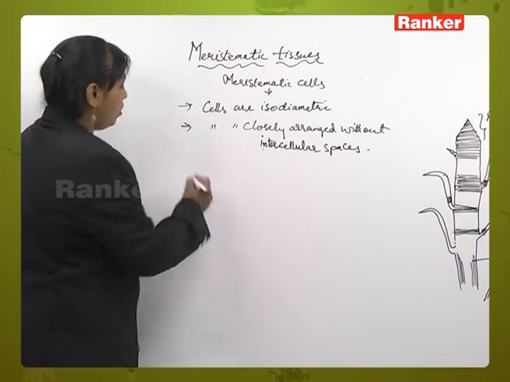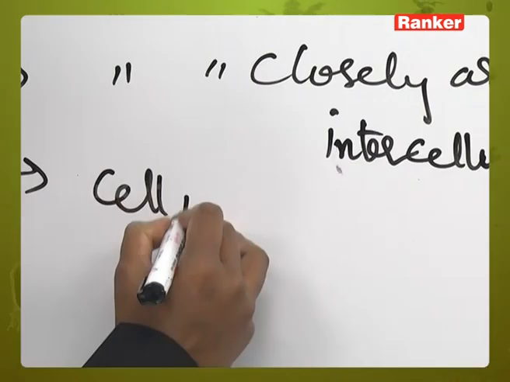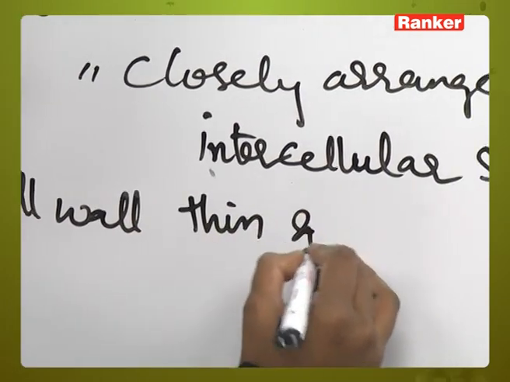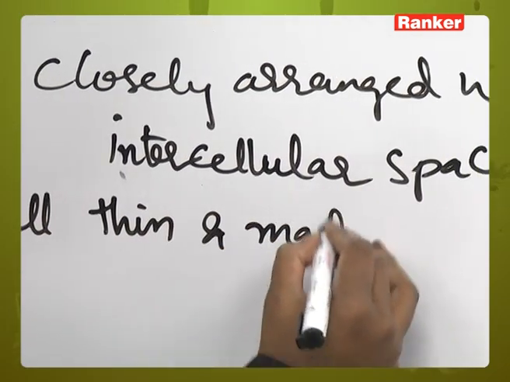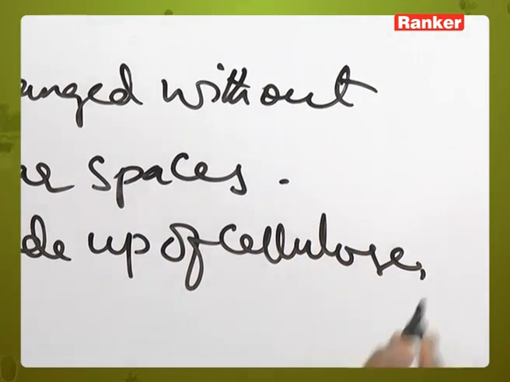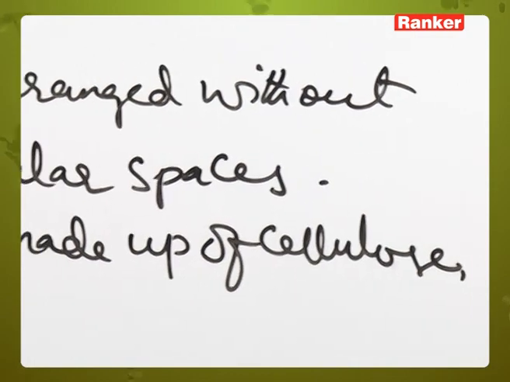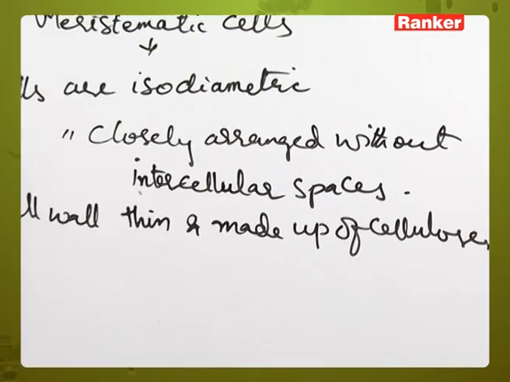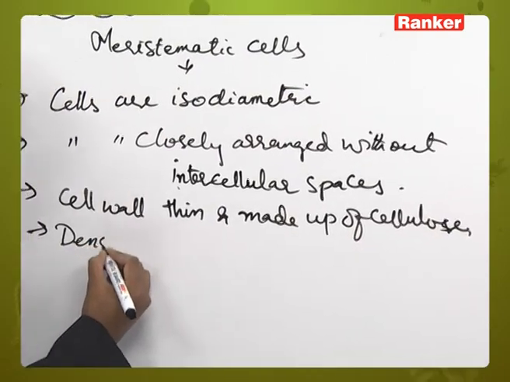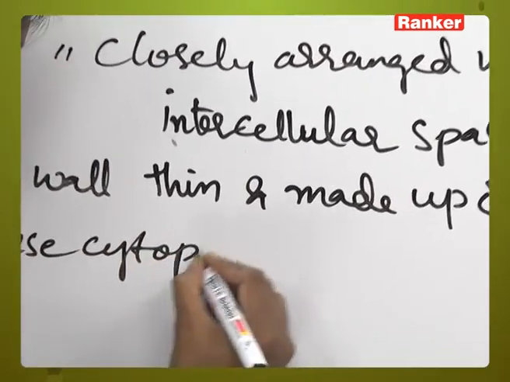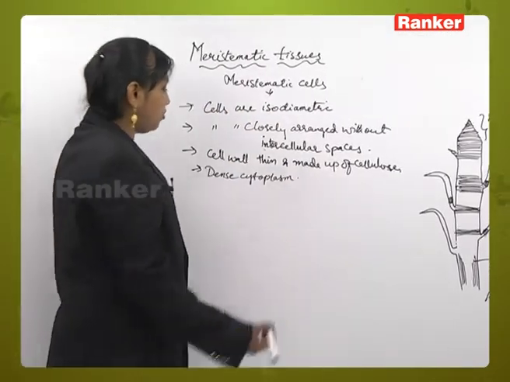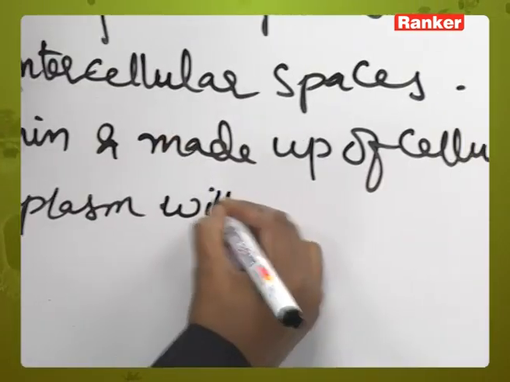And here, what is the composition of the cell wall? Cell walls are made up of a thin cellulosic wall. The cell walls are thin and made up of cellulose. Along with a thin cellulosic cell wall, you also have dense cytoplasm present, and you will see the presence of dense cytoplasm with plastids.